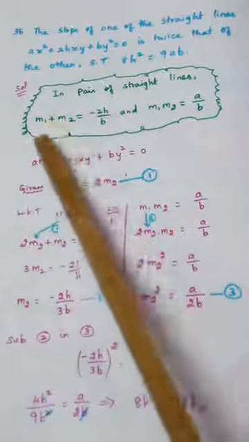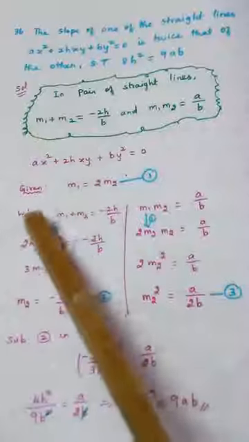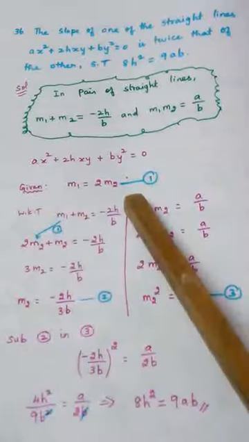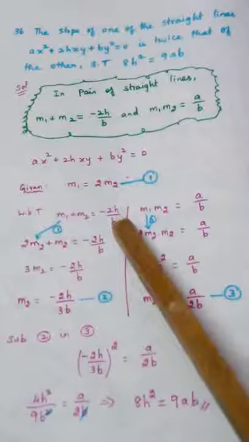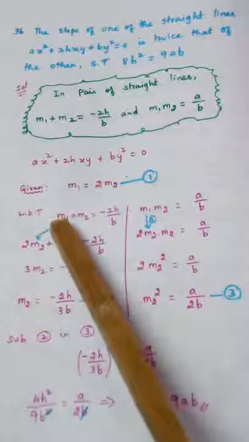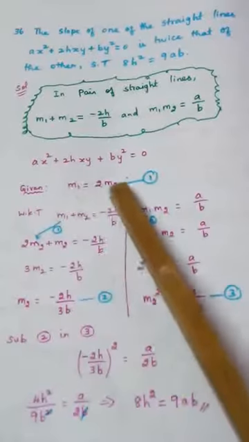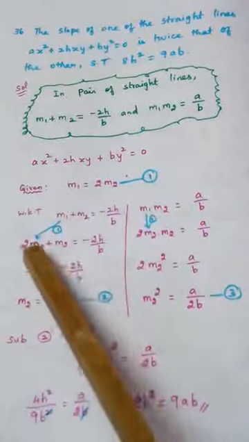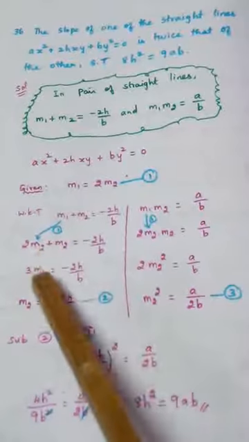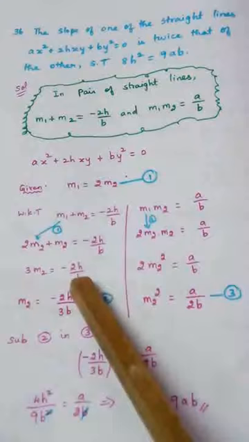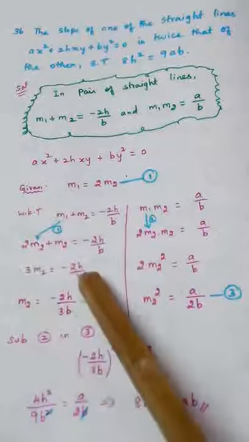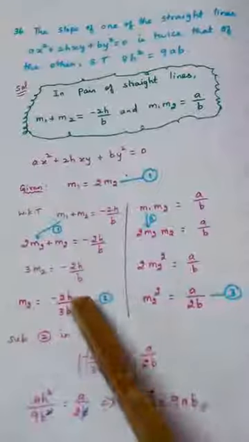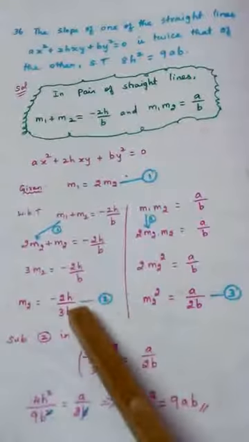Now I am going to write this result that we know. We know that the sum of the slopes, m1 plus m2, is given by minus 2h by b, where we can substitute 2m2 in place of m1. So in place of m1 put 2m2 plus m2, adding these two gives 3m2, right or not? This is written as it is. Take this 3 to the denominator, we get the m2 value: minus 2h by 3b. So this is taken as the second equation.